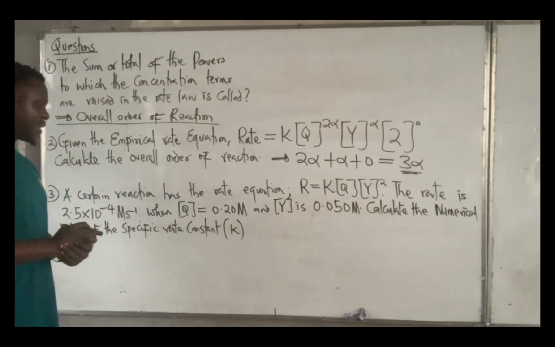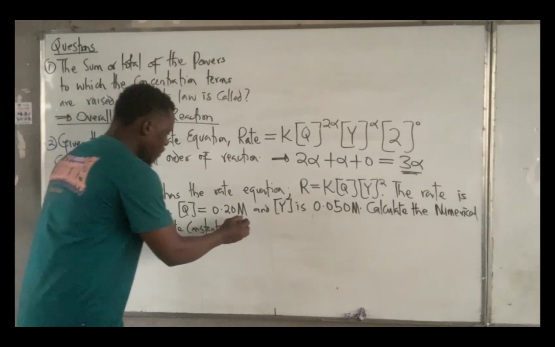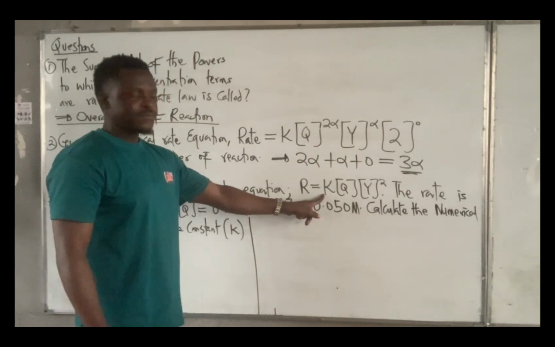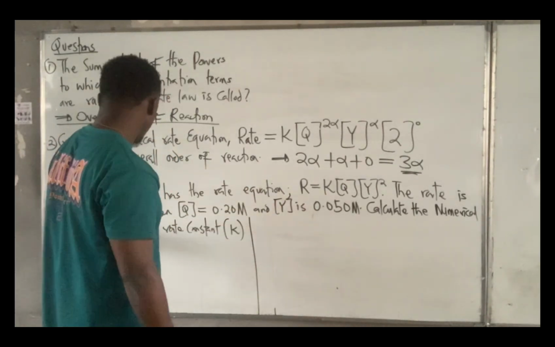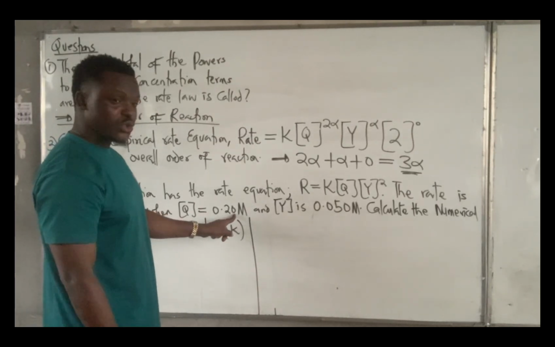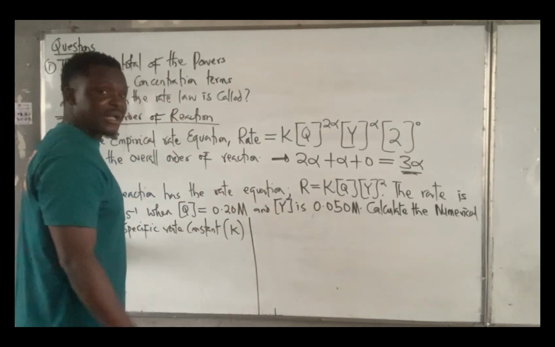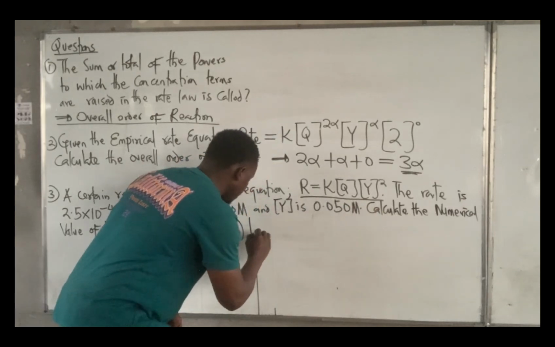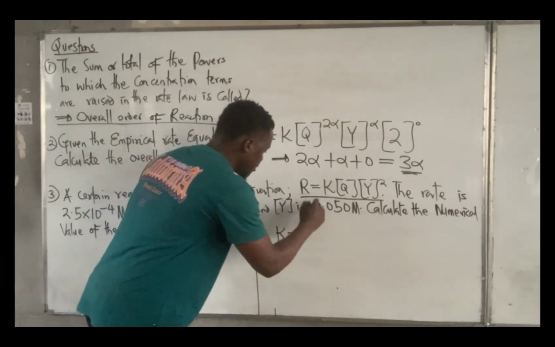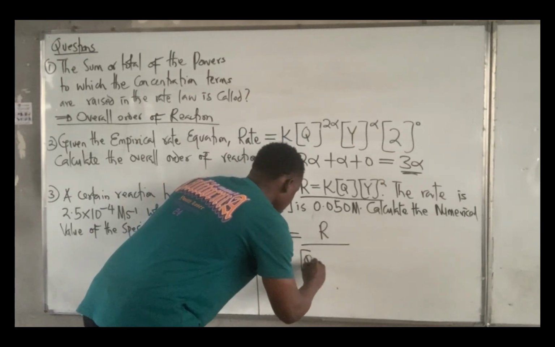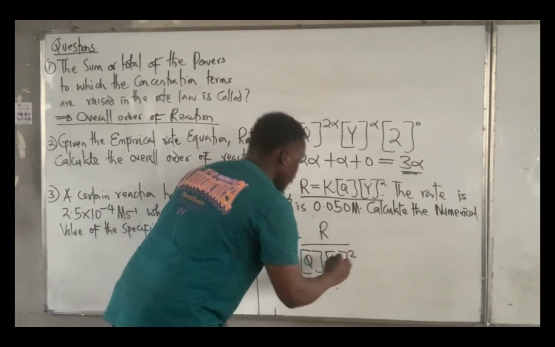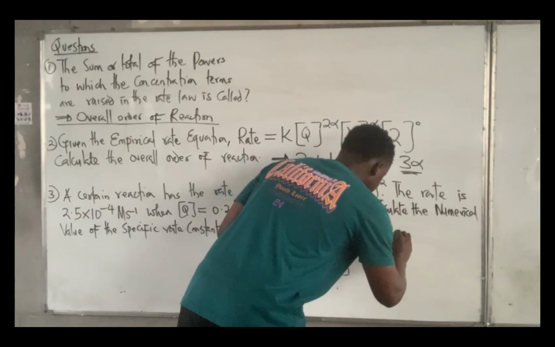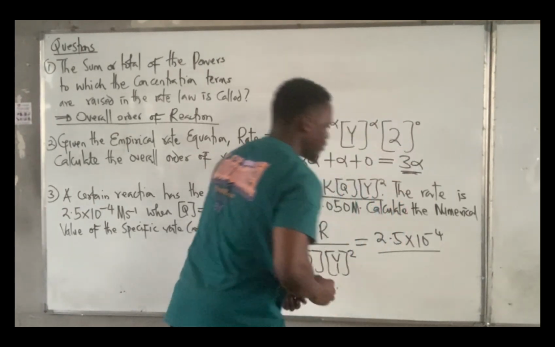Now this last one is the calculation part, but let's quickly run through it. They said a certain reaction has a rate equation of this. They said the rate of the reaction, which is the R, is equal to this. When this is 0.2 and y is equal to this, calculate the numerical value of the rate constant, which is the k. So first things first, if I make k the subject of the formula, this becomes R over Q squared. They gave me the value for R to be 2.5 times 10 to the power minus 4.